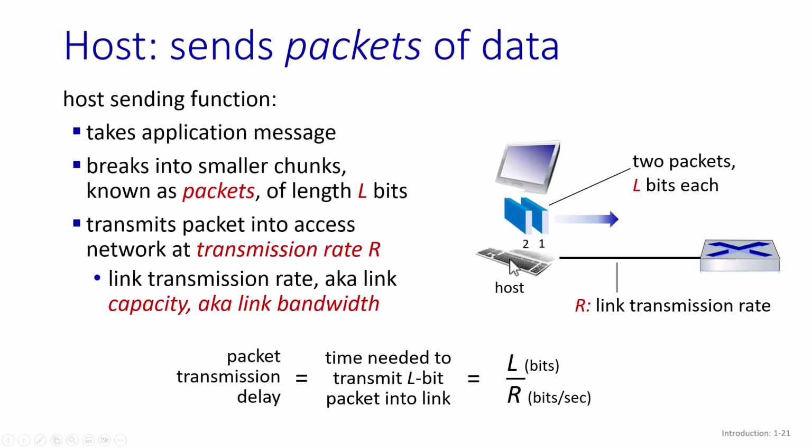And here is a picture depicting the operation. This is your desktop, with an application such as your web browser, your email, Skype, or another kind of networking application. In your computer, the message is divided, in this particular example, into two packets. Each has L bits in it, and it is transmitted over the link to our router. This may be our edge router, and the link's capacity is R, which is also called the link transmission rate.